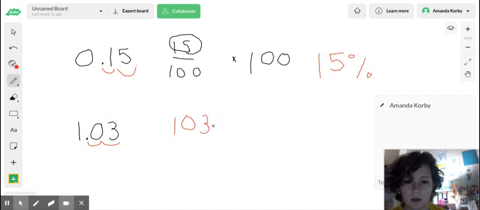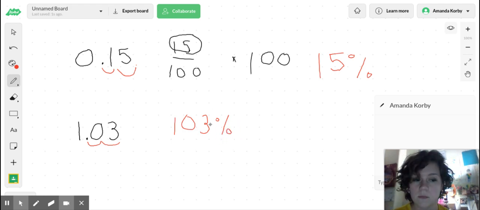Some of you might be going, that feels weird. How do we have 103 out of 100? So what this means is we've got 3% more than the original amount, because if you remember from my class, our original amount is always 100.